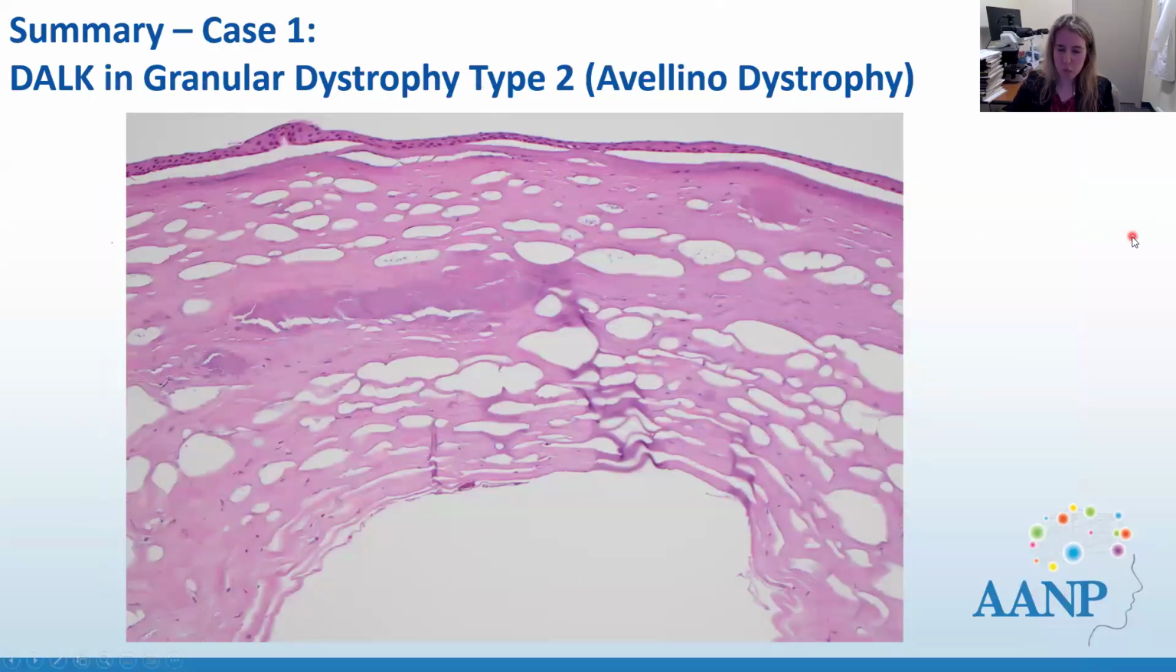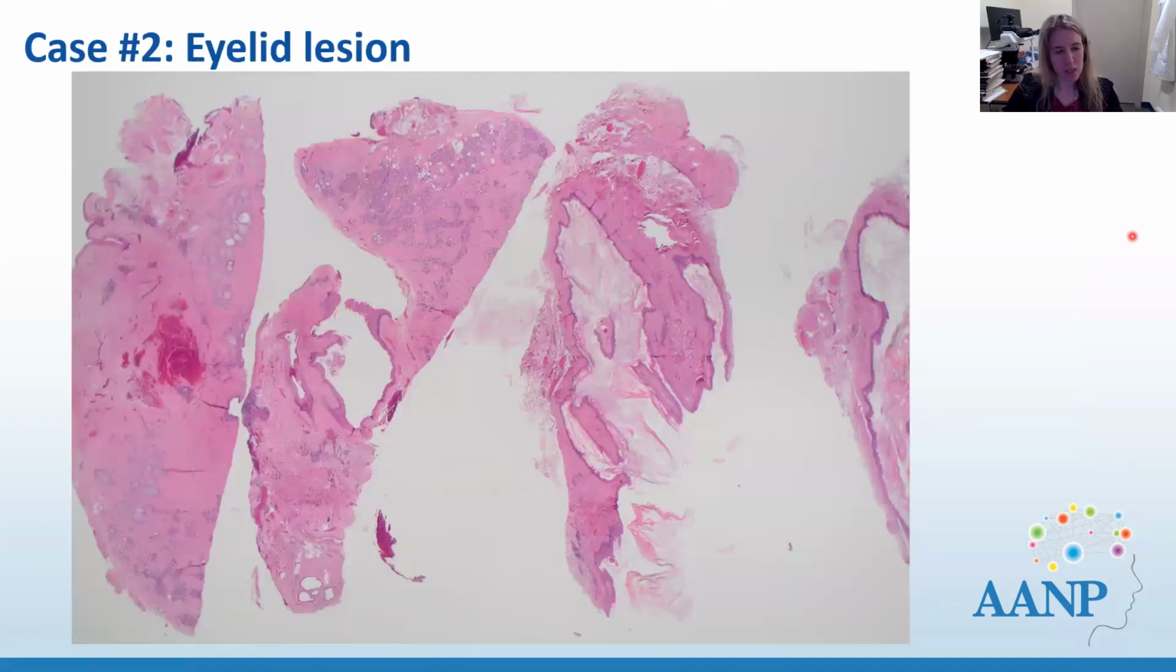So in summary, our first case was a granular dystrophy type 2. And now we'll move on to our second case here. And this one is a case with an eyelid lesion.